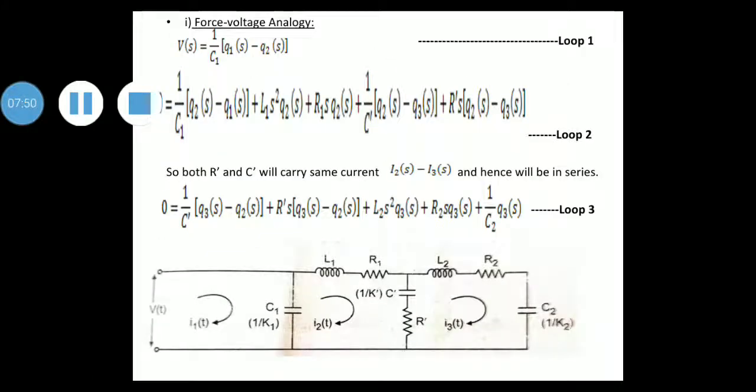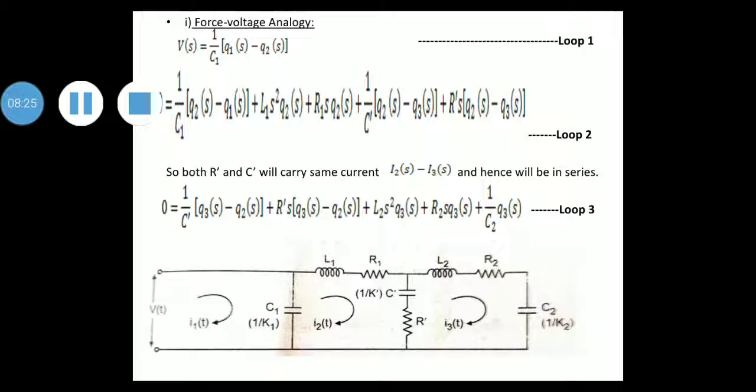We'll continue. First we'll go for force voltage analogy. There is one important note. Elements which are in parallel in the node-based circuit always get connected in series if the same circuit is drawn on a loop basis. So in this example, k dash and b dash, though in parallel in the equivalent system, will get connected in series in the force voltage analogous circuit.